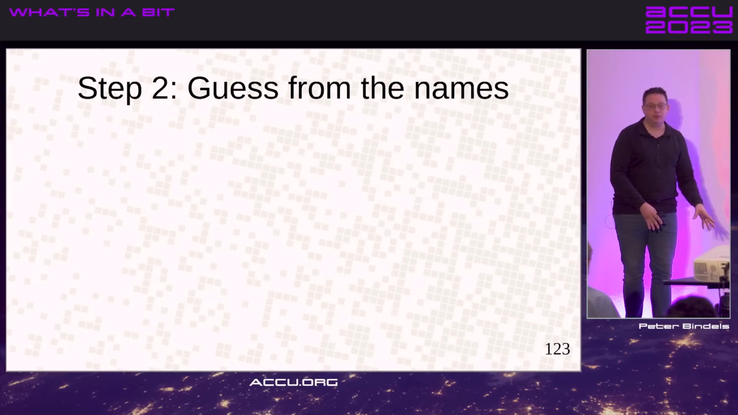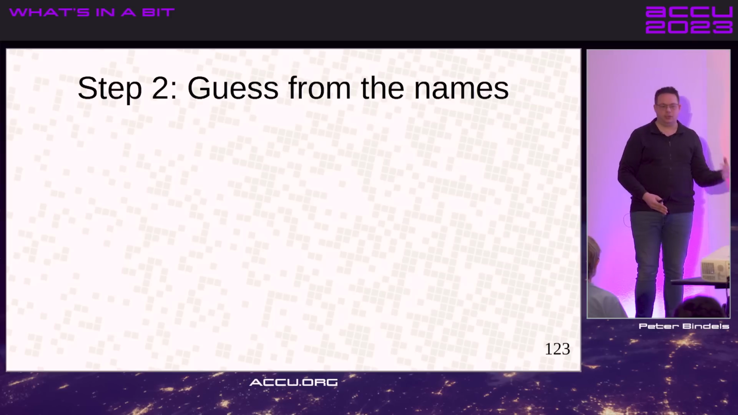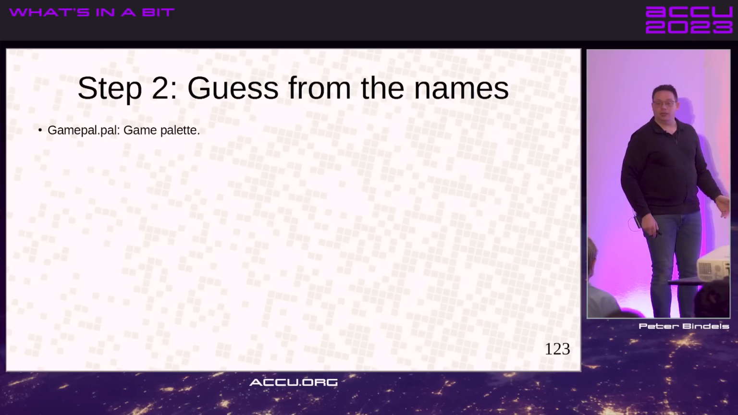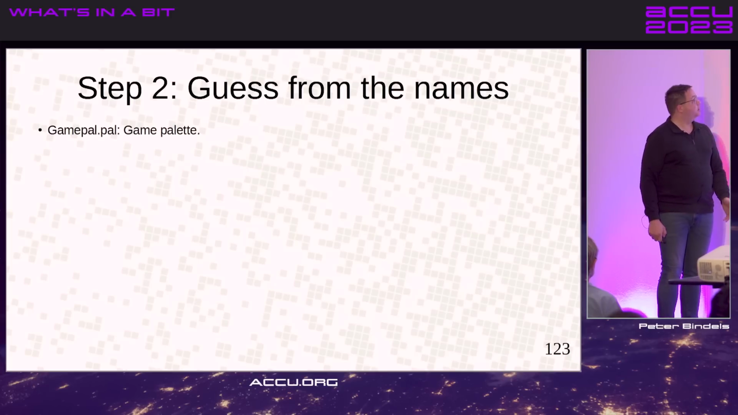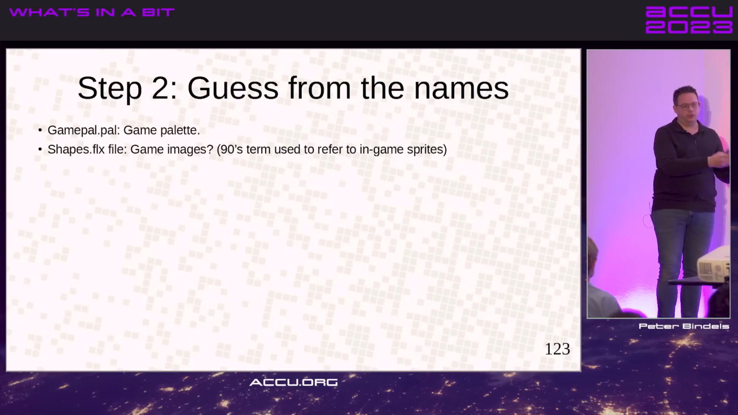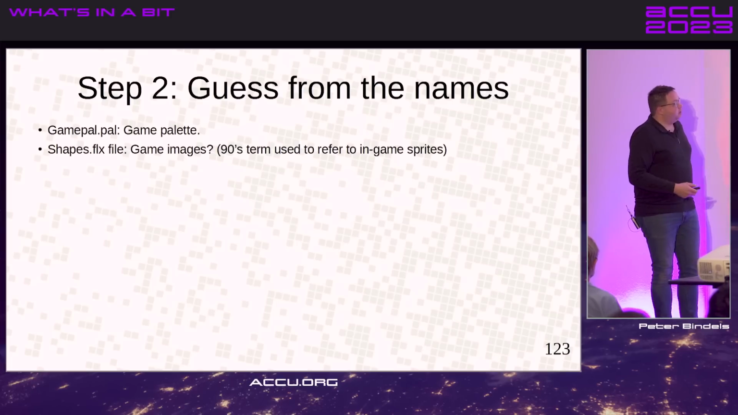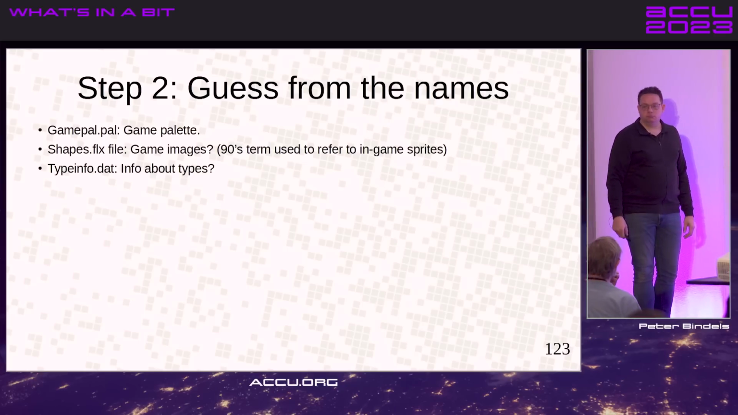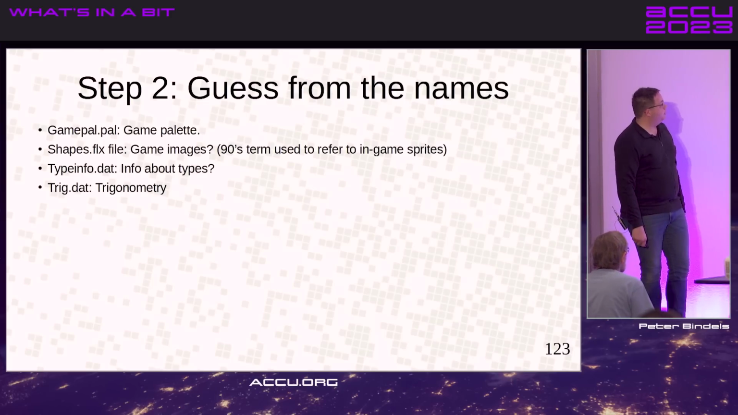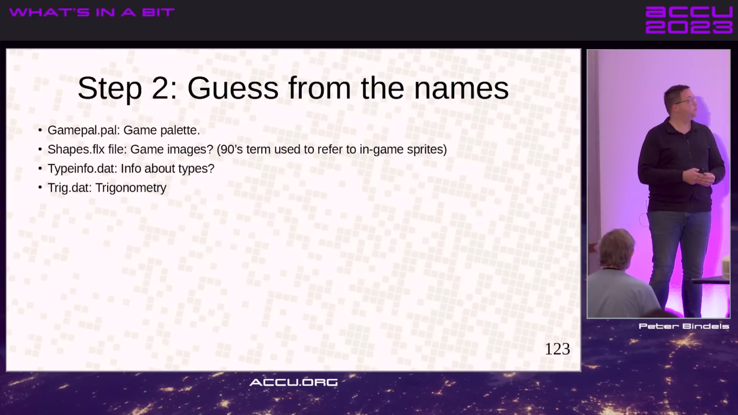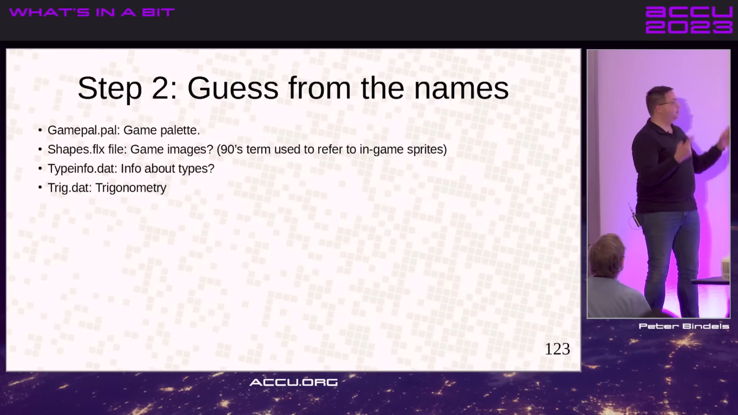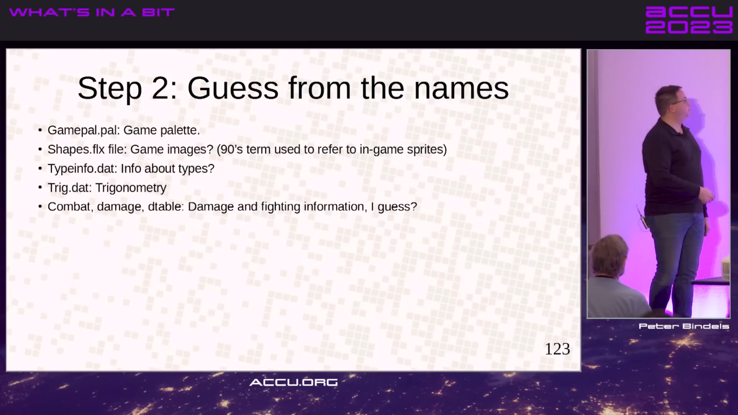Okay, second step. We take the files that we have and the ones we haven't figured out yet, like the credits and the help. We try to guess what it could be. So gamepal.pal. I'm guessing this is a game palette. We have shapes.flx. Well, shapes used to be a name referring to sprites that are animated, so I'm guessing, probably fine. Type info. Info about types. Starting to get a bit generic here. Trig.dat. Trigonometry. Turns out we used to have a really slow sine and cosine, so they made tables for it and loaded them. These are those tables.